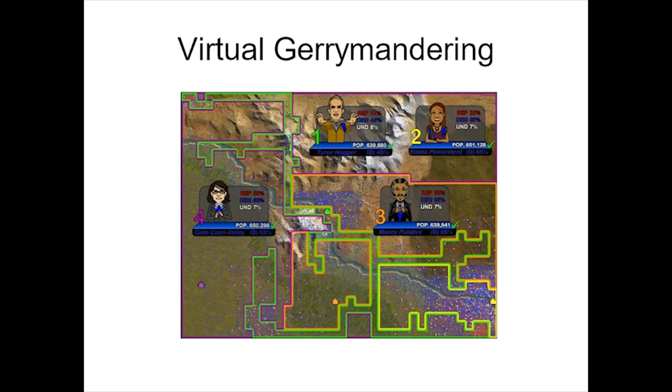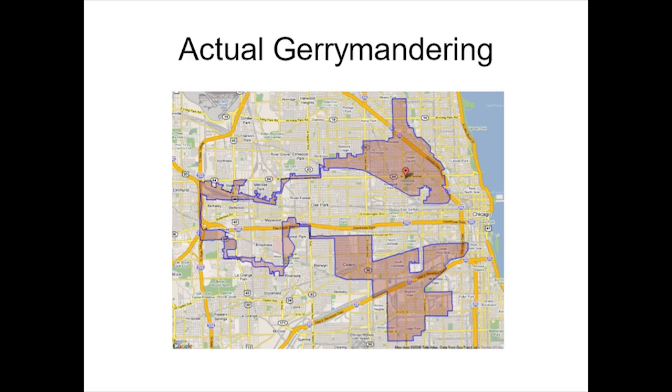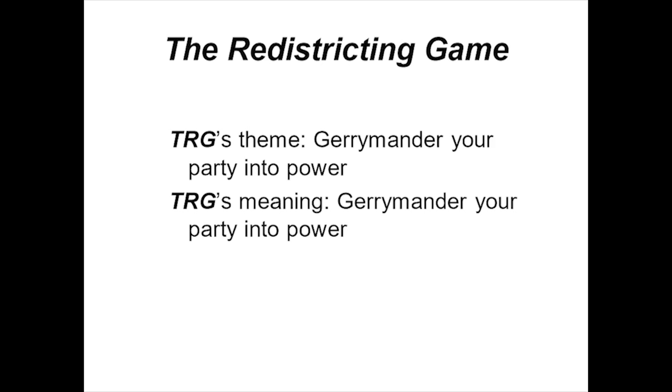This is the reason why people don't like gerrymandering. And the thing that's interesting about this is this looks terrible, but does it really look that much more terrible than this? And this is the Illinois 4th District, and I don't need to say anything else. So here's the redistricting game. The theme and the meaning, they're the same thing: gerrymander your party into power. This is very, very important.